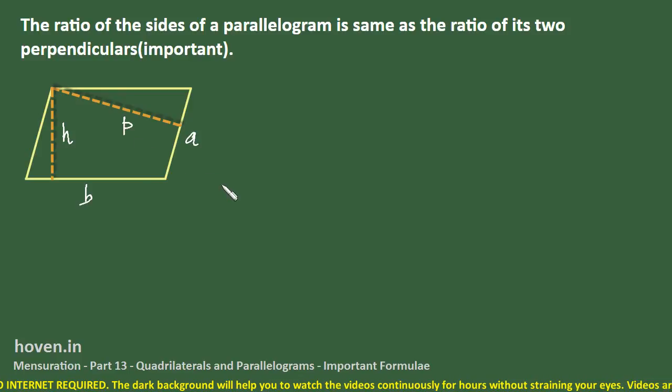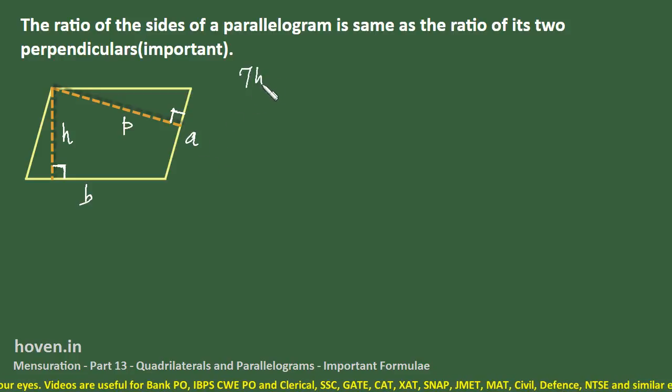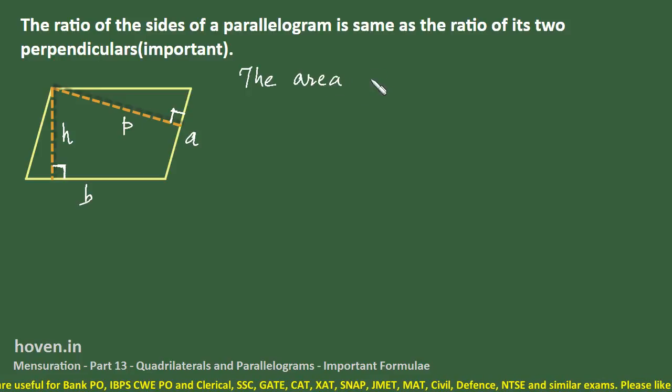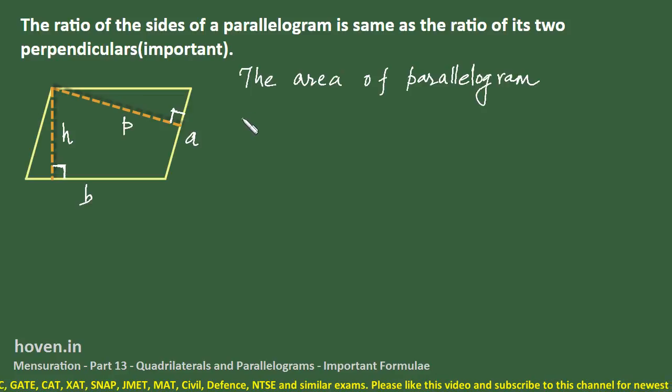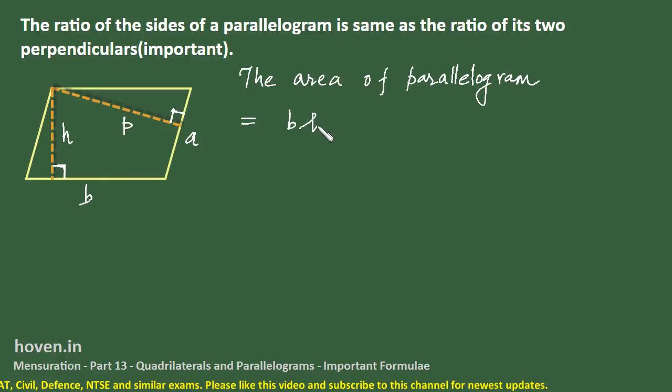At first sight, it might look a bit difficult. Let me also clearly put that these are perpendiculars. These are perpendiculars. Can you see that it is possible? Let me show you. The area of parallelogram is equal to base into height. This we have already derived.